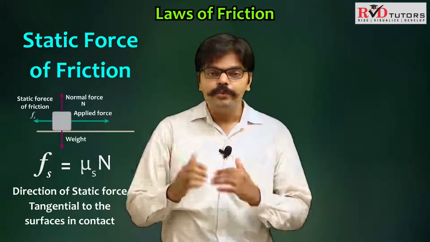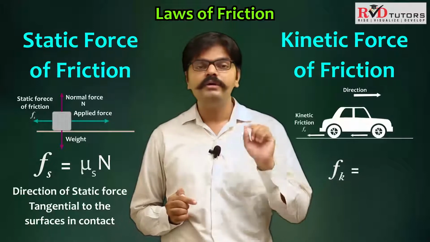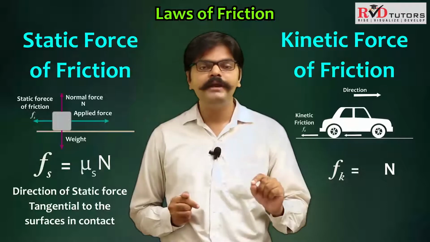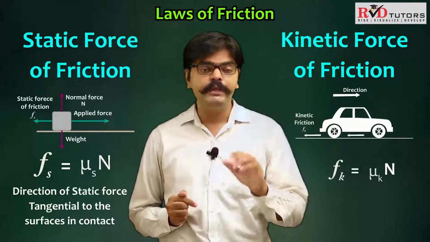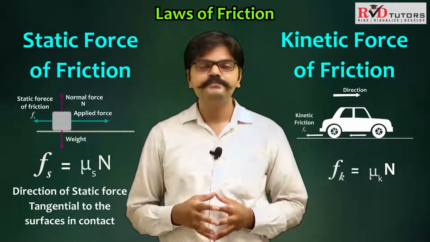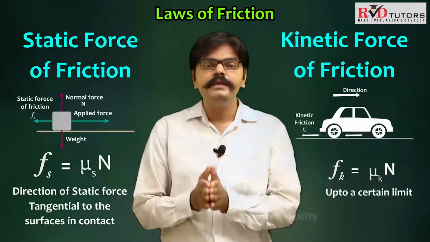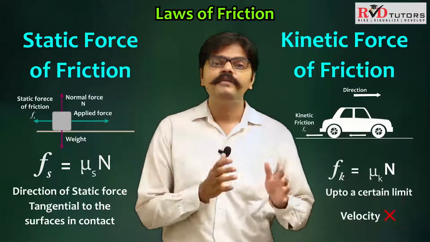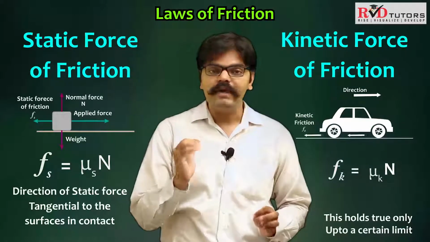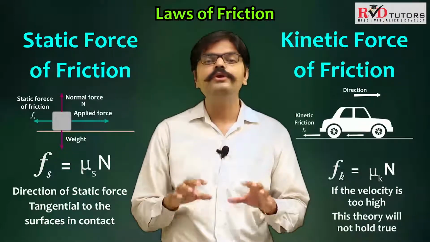Proceeding ahead, in case of kinetic force of friction, it is dependent again on the normal reaction, that means the weight of that object. Also it is dependent on the coefficient of kinetic friction denoted by mu k. This kinetic force of friction is denoted by Fk. Another thing is that up to a certain velocity, this kinetic force of friction is independent of velocity, but this is true only up to a certain value of velocity. If the velocity is too high, this theory will not hold true.